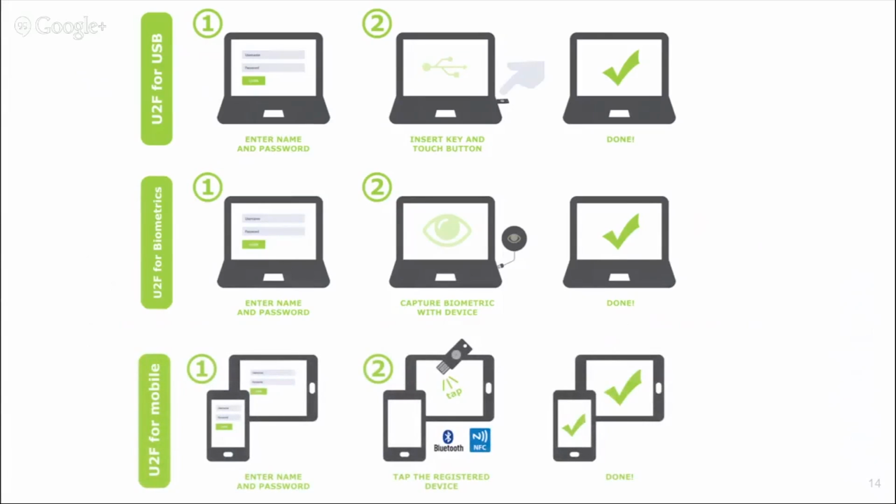Or there are other transports than USB. There's BLE, Bluetooth Low Energy, and there's NFC. So if you don't have a regular sized USB port on your smartphone, which most people don't have, then you can just tap your device against your phone or tablet.